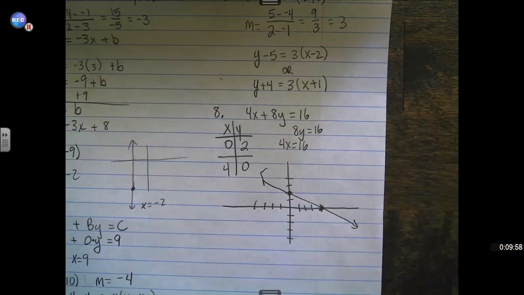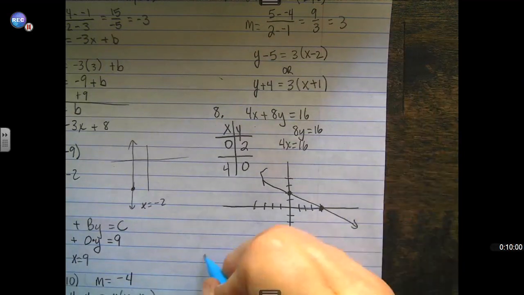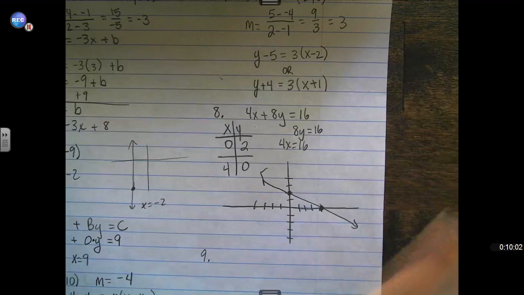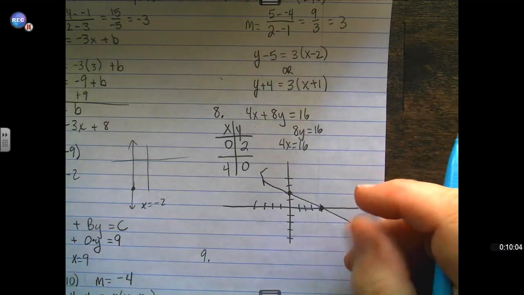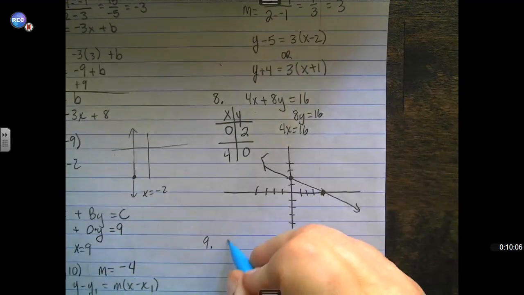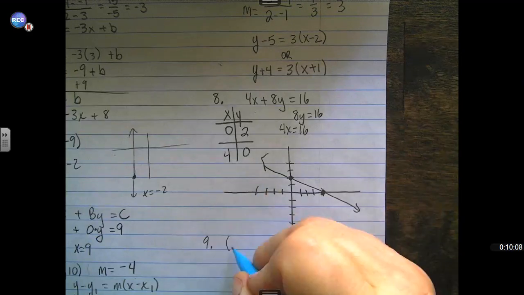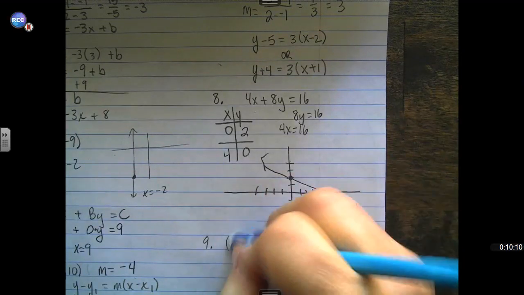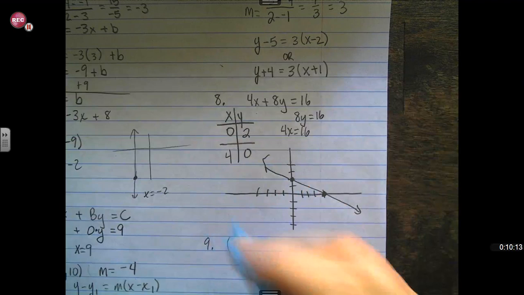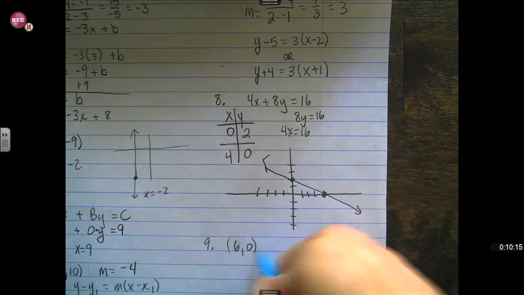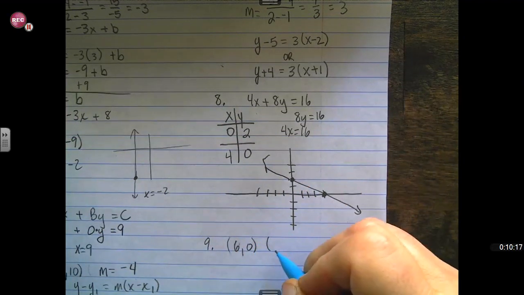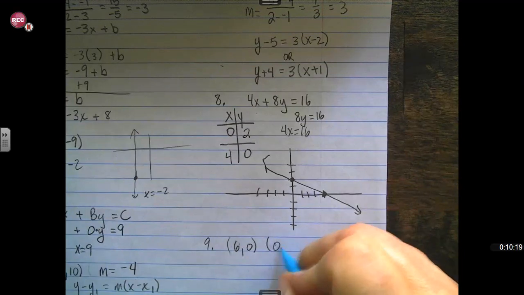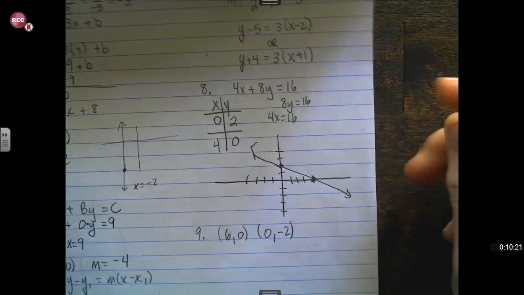Okay. Number 9. Write the equation in standard form of the line that has x-intercept 6. So the x-intercept is 6, which means that's the point 6, 0. And the y-intercept is -2, so that's the point 0, -2.